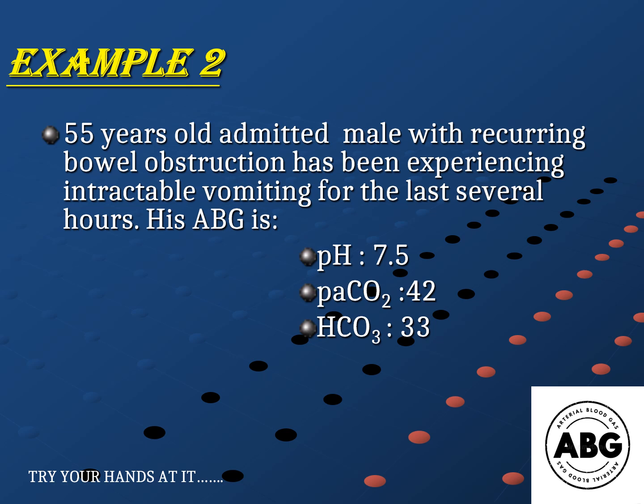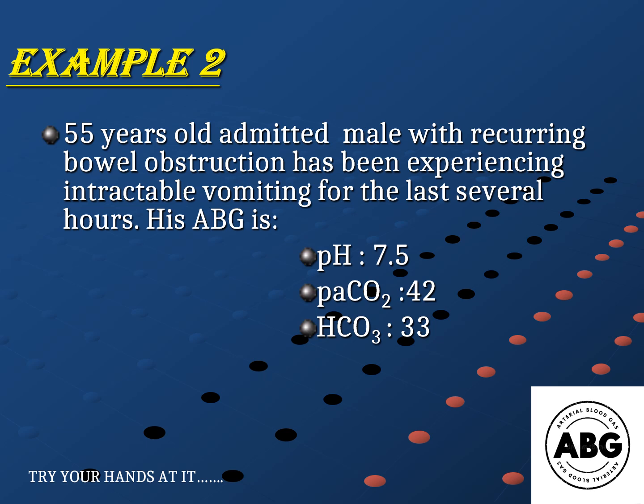Here's a clue. The patient has been experiencing intractable vomiting, which suggests that he has lost a significant amount of stomach acid, HCl. This loss of acid would tend to increase the pH of the blood. Looking at the ABG results.